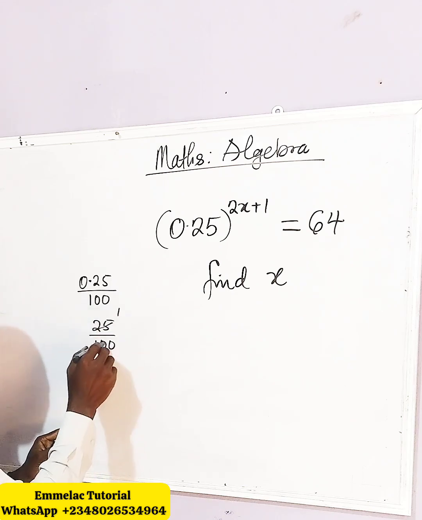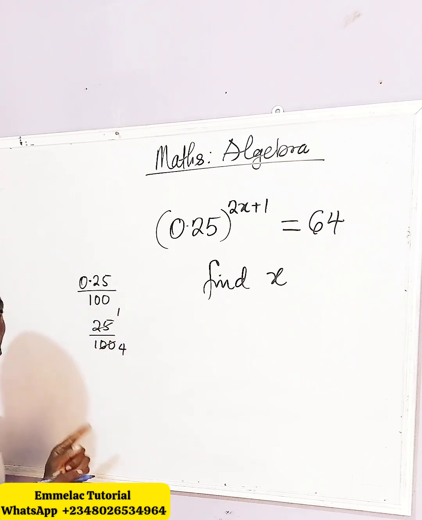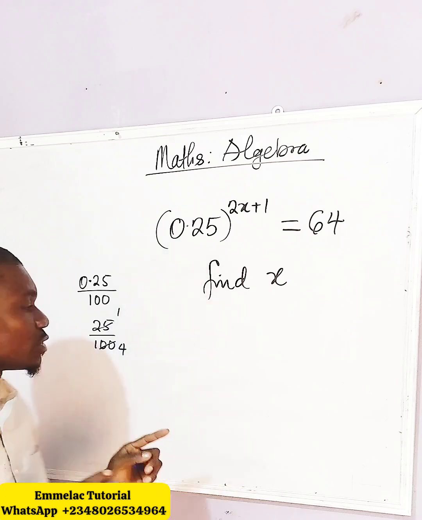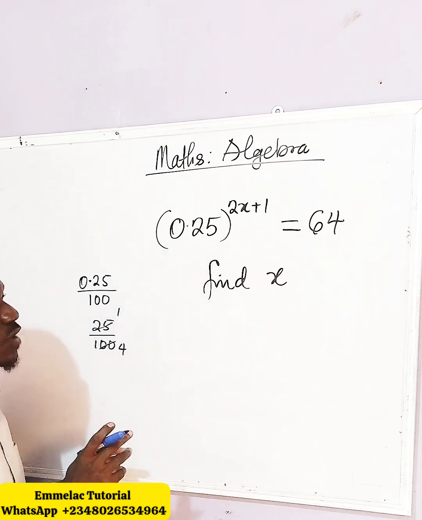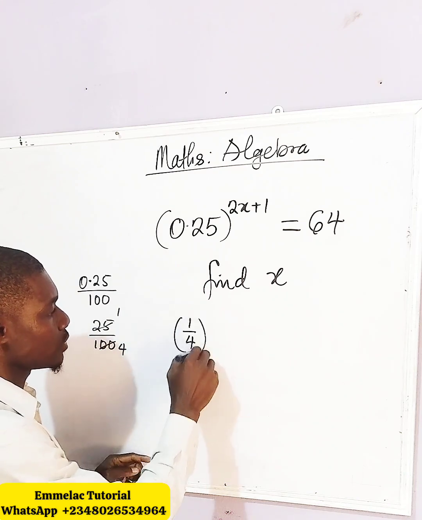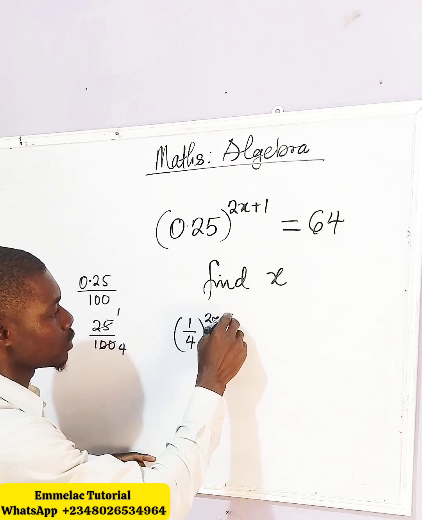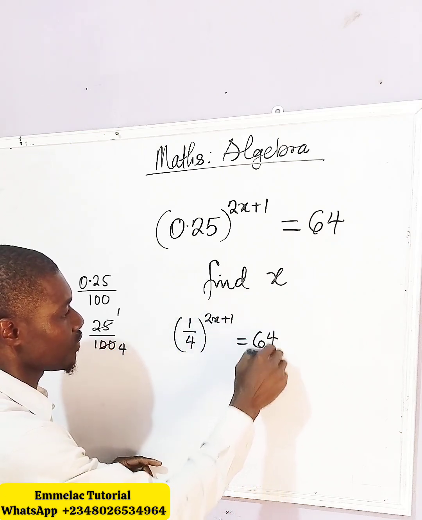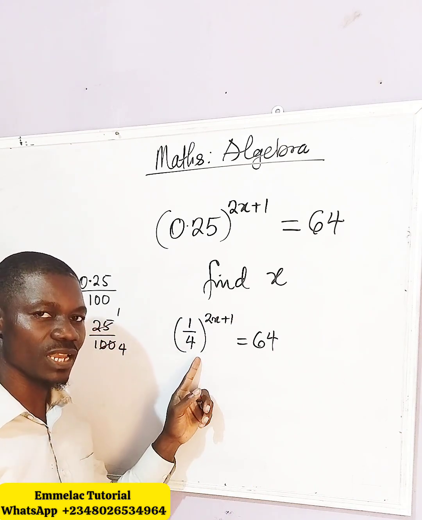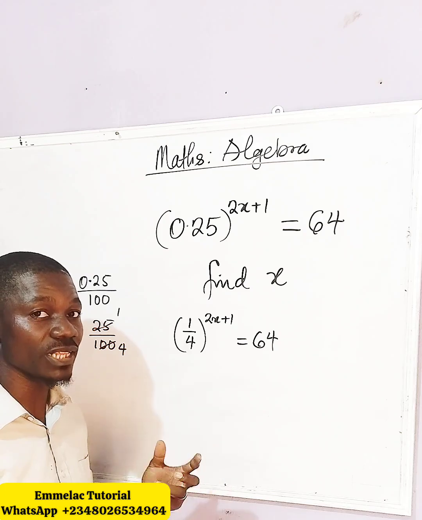Now we have to simplify this. 25 here 1, 25 here 4. So at this point, 0.25 can be reduced to 1 all over 4. So here you have 1 over 4, all raised to the power of 2x plus 1, equals 64. Now here we have 1 over 4.